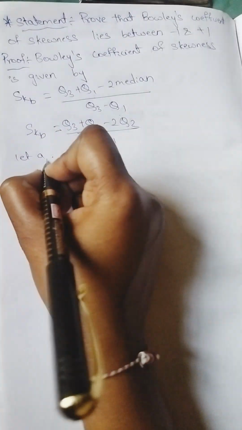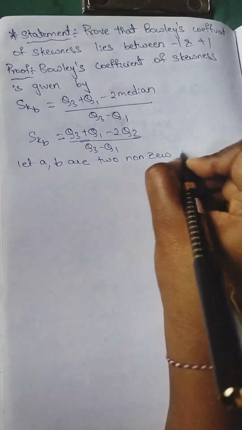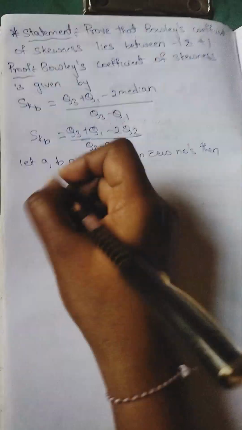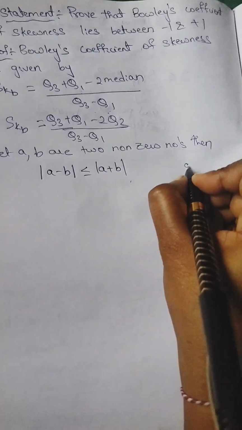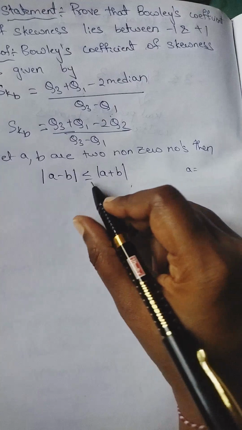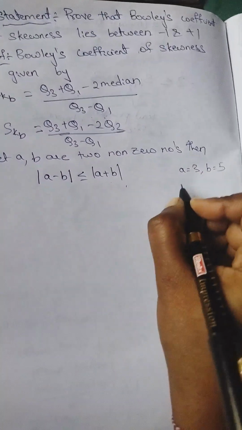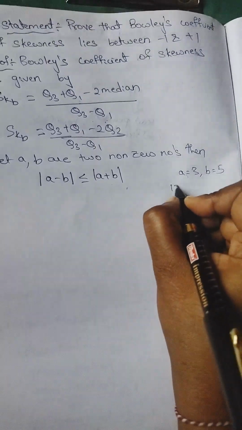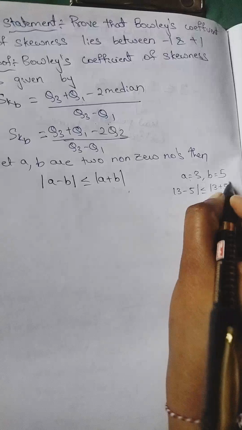Next, let us assume small a, small b are two non-zero numbers. Then let us take an identity: mod a minus b less than or equal to mod a plus b. No need to do this in the proof, but just for your understanding I am saying this. Why is this identity true? Let us check here. Let a equal to 3, b equal to 5. I substitute here: mod of a minus b, mod of 3 minus 5, less than or equal to 3 plus 5. Is this correct or not?